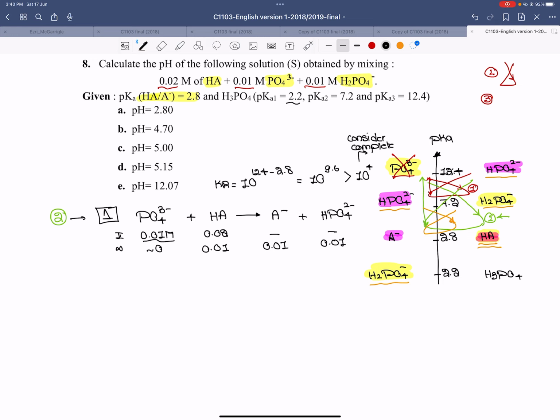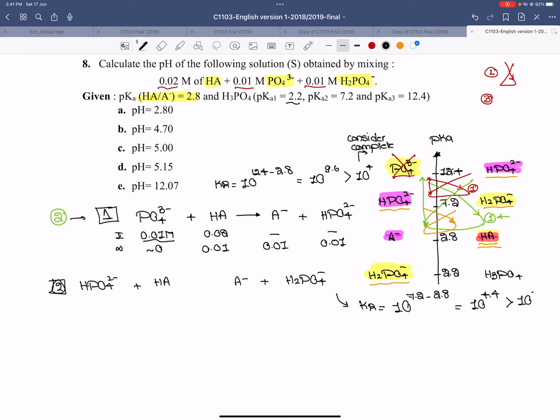Again, write it down. Second one, HPO4 minus with HA. Again, I'm gonna leave this void. A minus, the base, H2PO4 minus, the acid. Leave this until you calculate the Kr. Since it is a reaction that abides by the gamma direction, Kr here is 10 to the power, the large pKa, which is basically what, 7.2, minus the smaller pKa, which is 2.8. And this is basically 10 to the power 4.4.